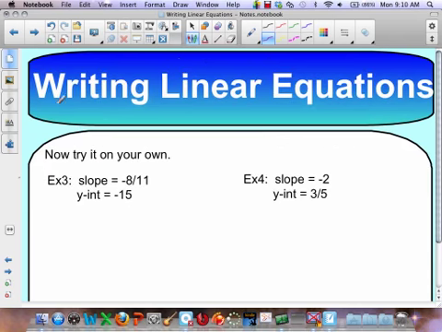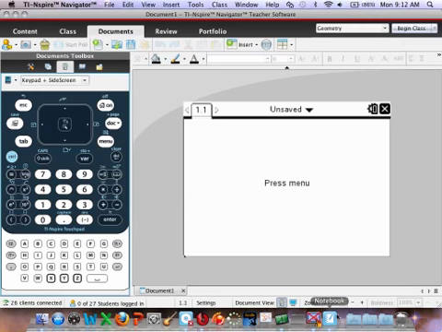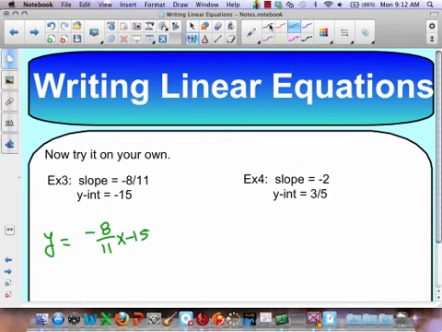Okay, so I want you guys to try example 3 and 4. So here we go. Ted, what'd you get for number 3? Negative 8 over 11x minus 15. Remember to put the y equals out in front. Right there. So y equals negative 8 over 11x minus 15. All right, and let's see, Morgan Stone, number 4. Hey, how are we feeling about this? Can we handle this?